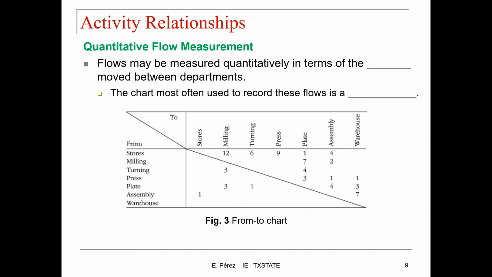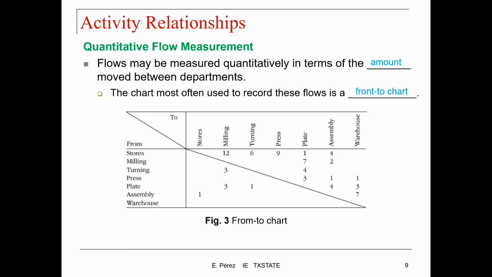Quantitative flow measurements. Flows may be measured quantitatively in terms of the amount moved between departments. The chart most often used to record these flows is a from-to chart. And here's an example in figure 3. So again, we go back to this format of the mileage chart, but now we don't necessarily have a mileage measurement here. What we are quantifying is the flow, right?